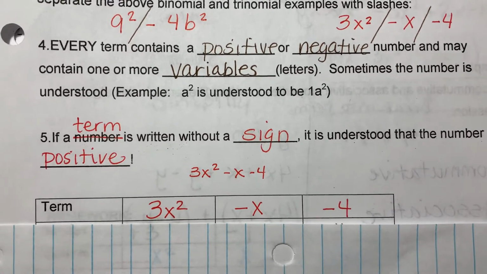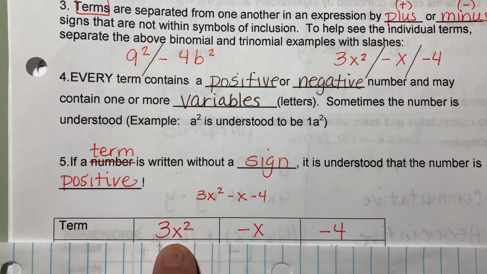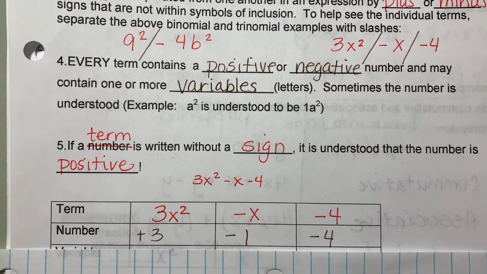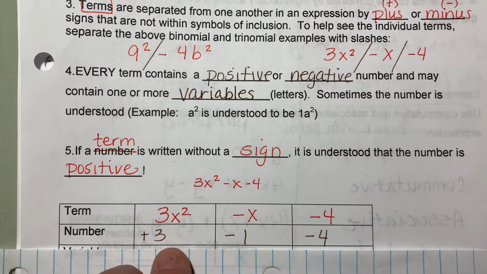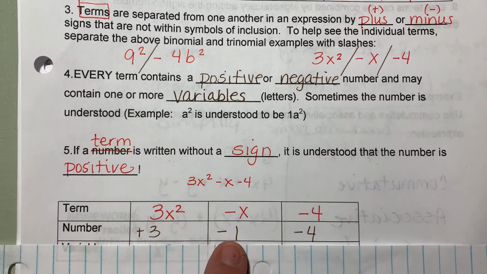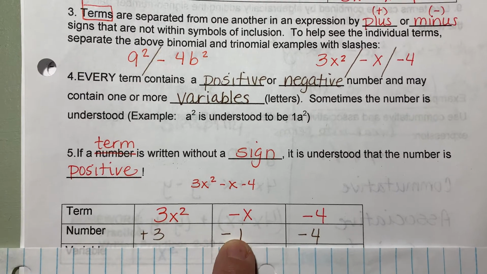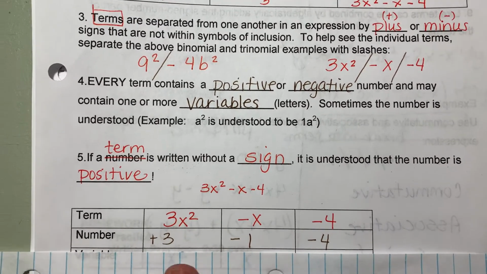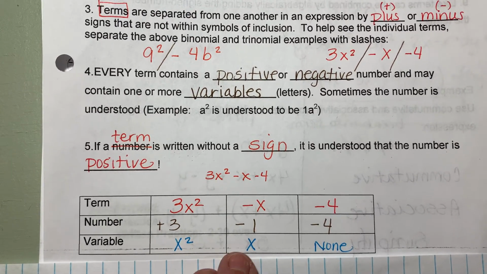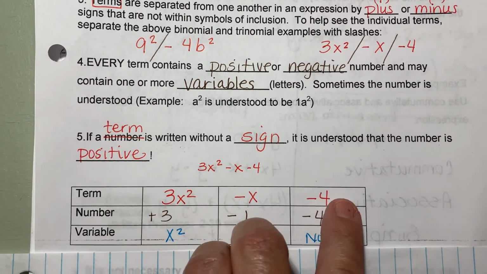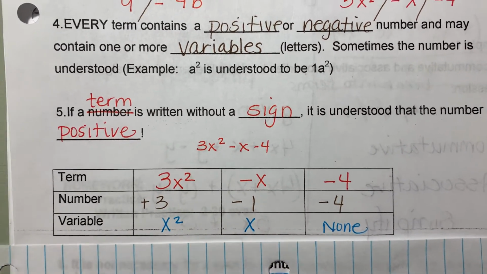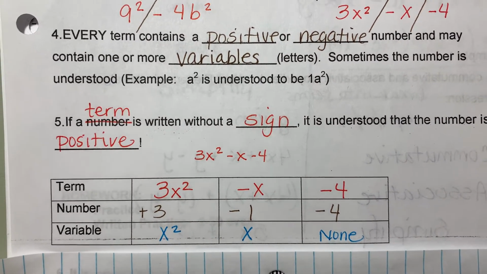If we were to break it apart, each term could be in its own box. The number associated with it would be a positive 3, even though we don't have a positive symbol. That's understood. A negative 1 and a negative 4. And then down here, the variable with the term is an x squared, x, and there's no variable for this one. We're breaking it apart to look at it and study how these algebraic expressions are put together.